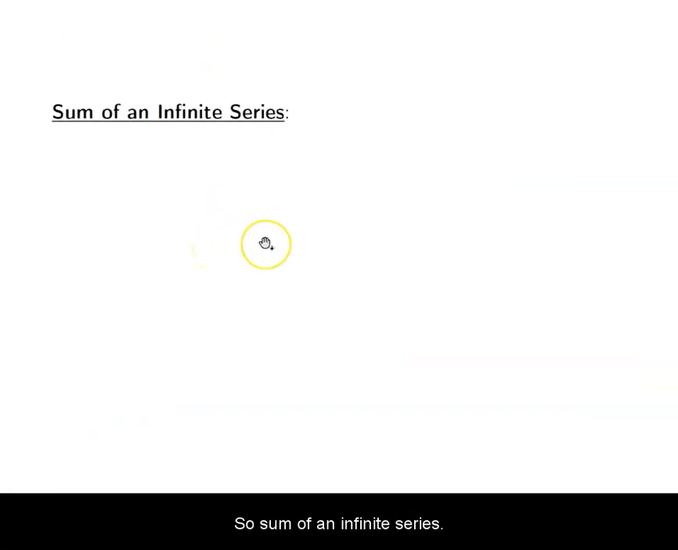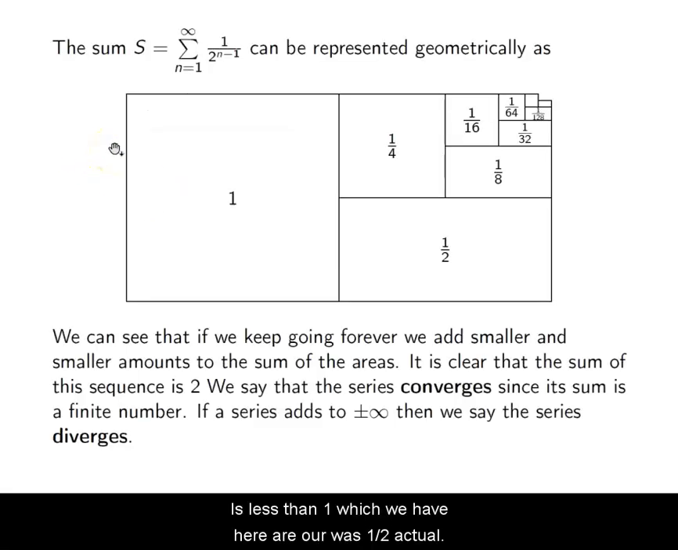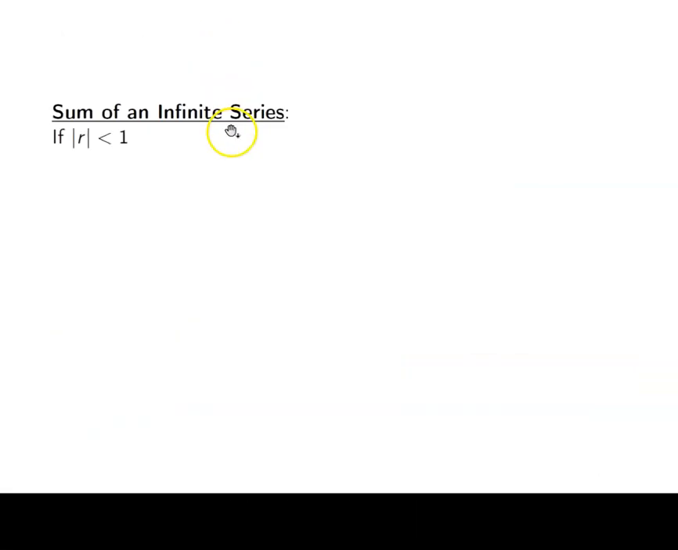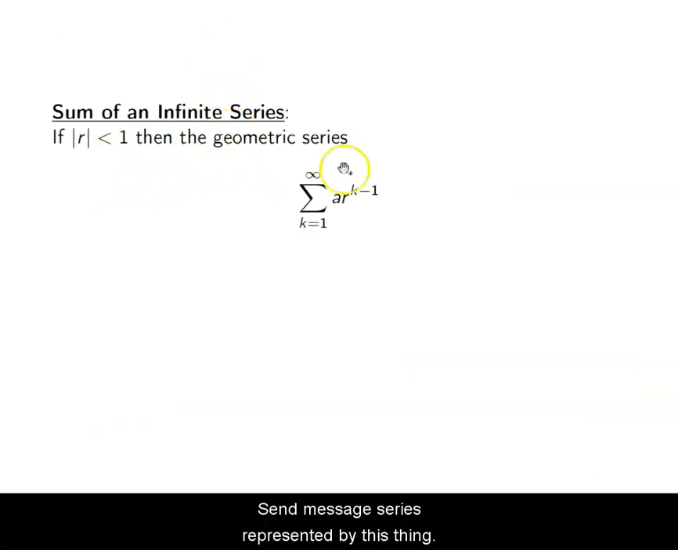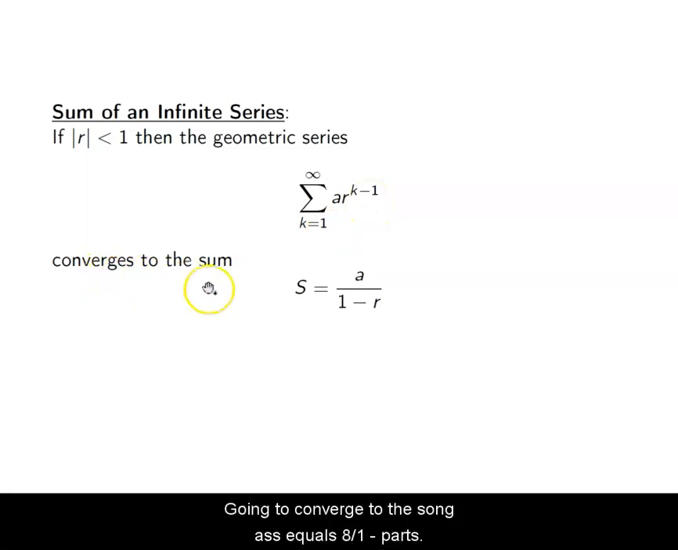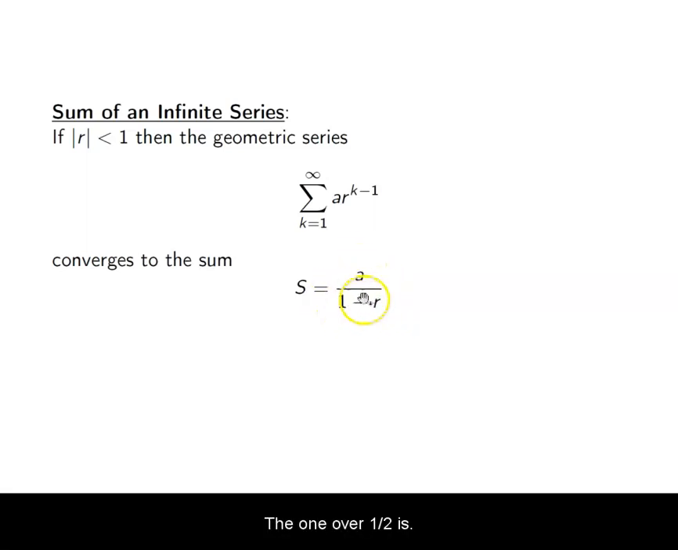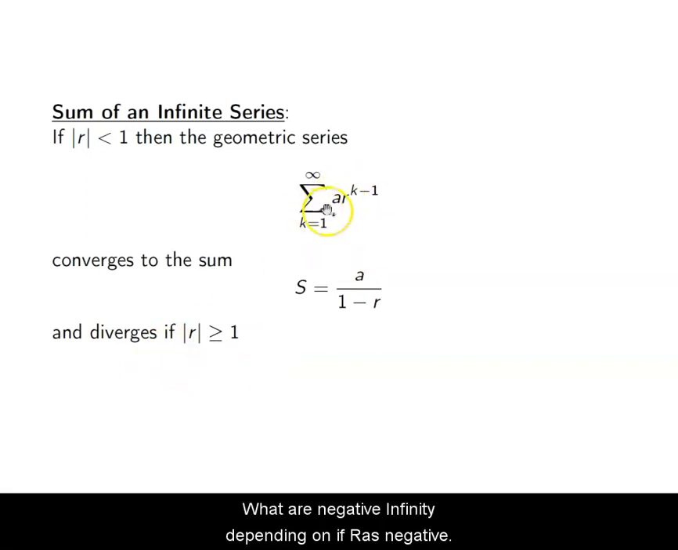Okay. So sum of an infinite series. If the absolute value of r is less than 1, which we have here, our r was 1/2 actually, right? If r is less than 1, then the geometric series represented by this thing, right? So different values of k, is going to converge to the sum s equals a over 1 minus r. So in our case, we start with 1 divided by 1 minus 1/2, which was our r. So 1 over 1/2 is 2. So that's a quick check. If our value of r is 1 or larger, we're going to blow up to infinity or to negative infinity, depending on if our a is negative or not.